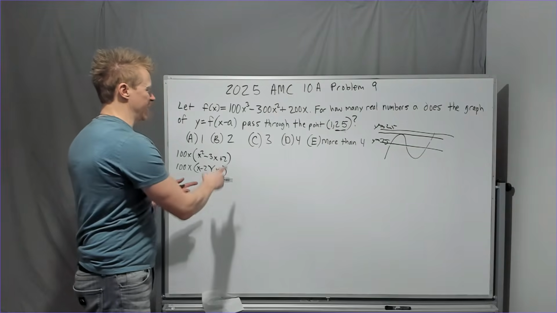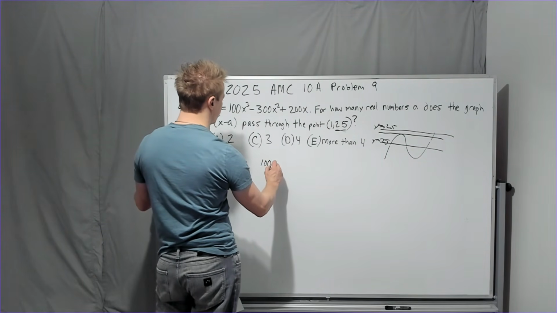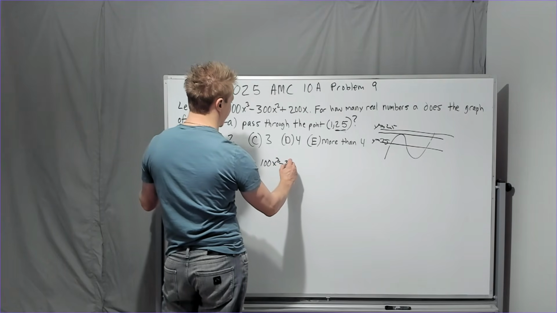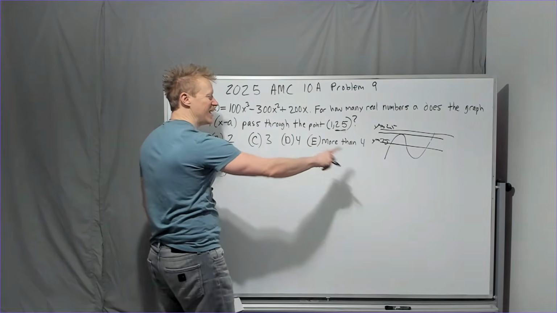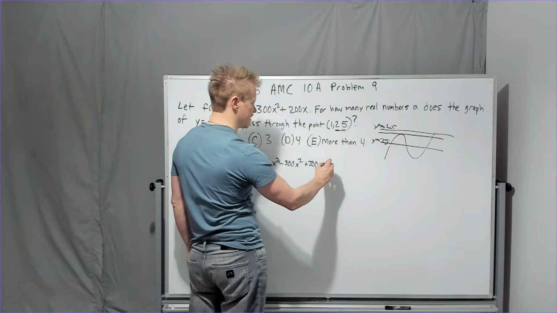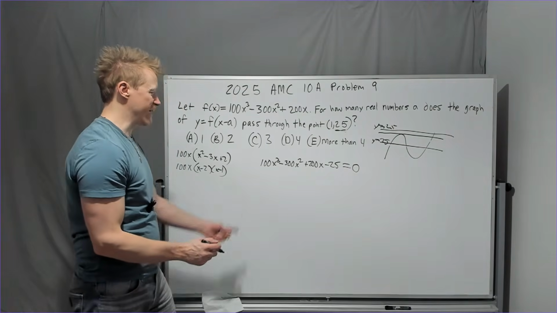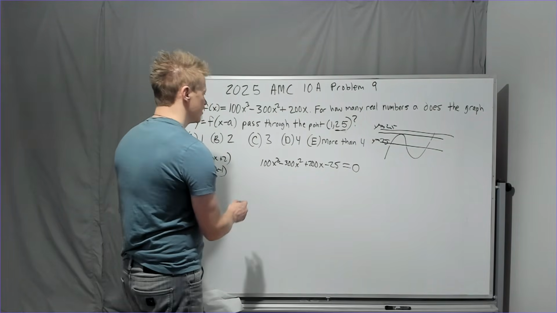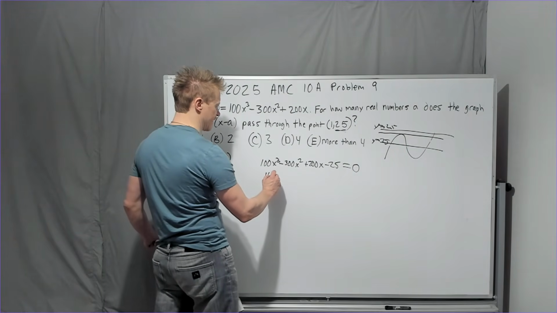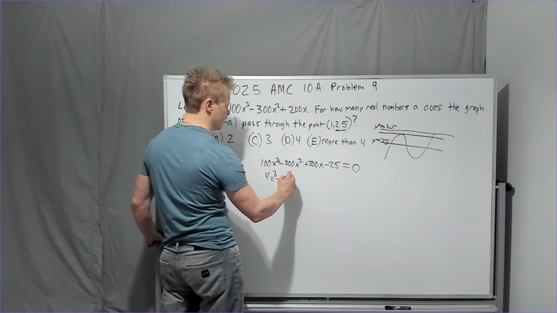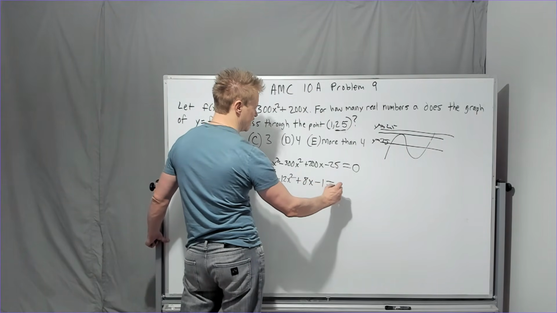So understanding that connection between the equation and the graph, we go ahead and set this, 100x cubed minus 300x squared plus 200x, equal to 25. But I'm going to subtract 25 and set it equal to 0. That way I can just look for solutions to this. So at this point, you can divide by 25. You're going to get 4x cubed minus 12x squared plus 8x minus 1 equals 0.